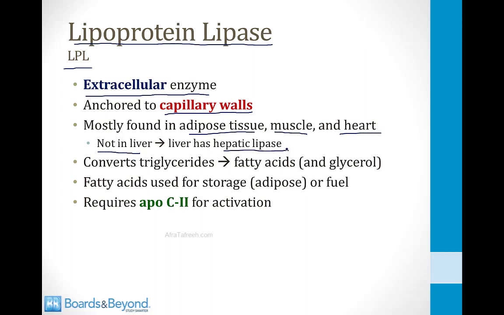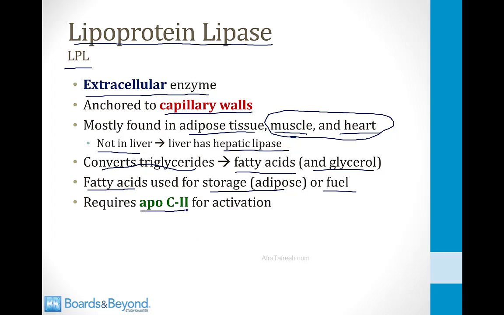What lipoprotein lipase does is it converts the triglycerides inside of chylomicrons into fatty acids and glycerol, and then the fatty acids can be removed and used for storage in adipose tissue or fuel in the muscle and heart. So lipoprotein lipase will shrink the chylomicrons by removing the fatty acids from triglycerides. And importantly, lipoprotein lipase requires an apolipoprotein called ApoC2 for activation. This apolipoprotein is carried on chylomicron particles so that lipoprotein lipase can get activated.